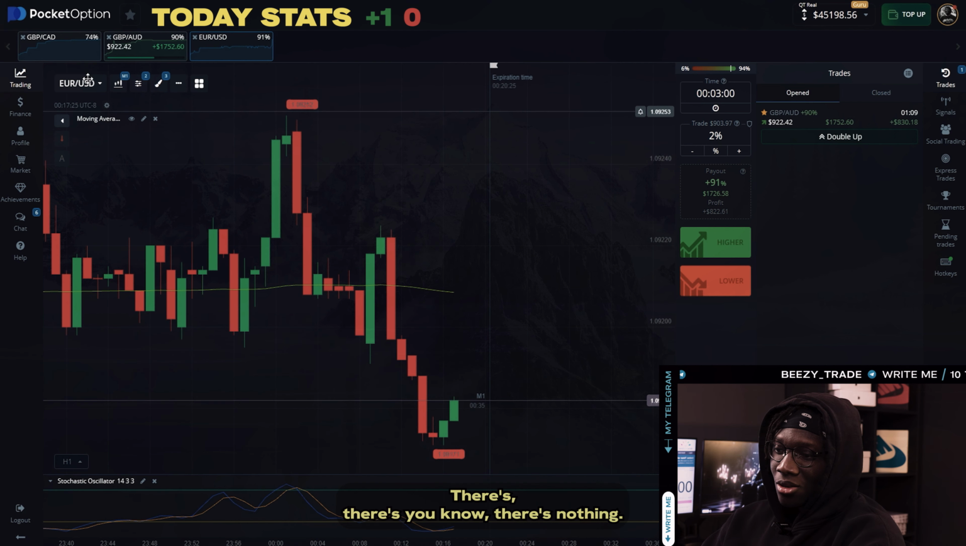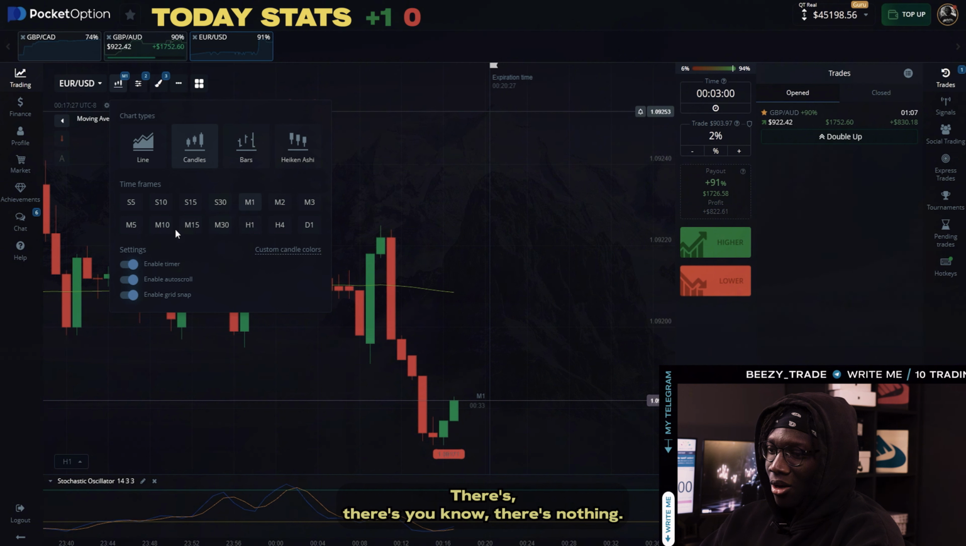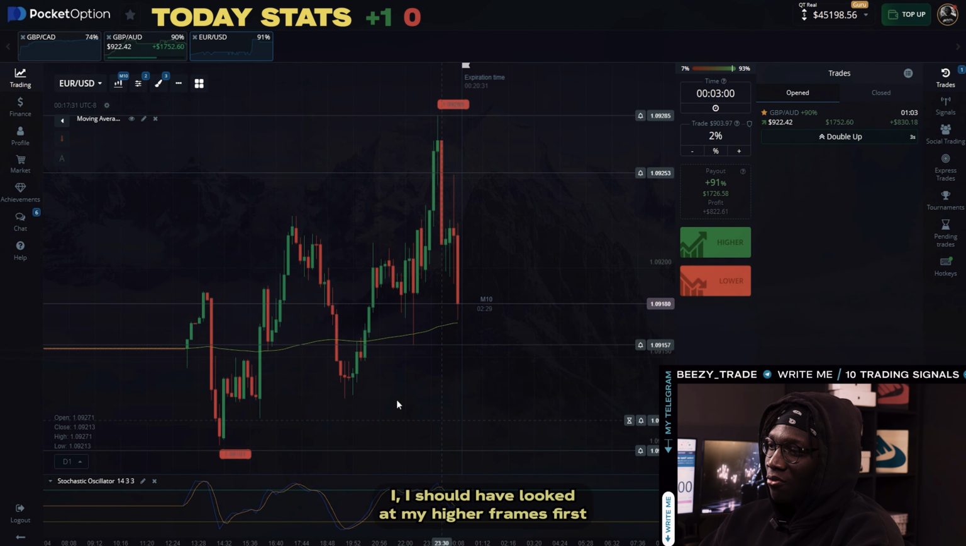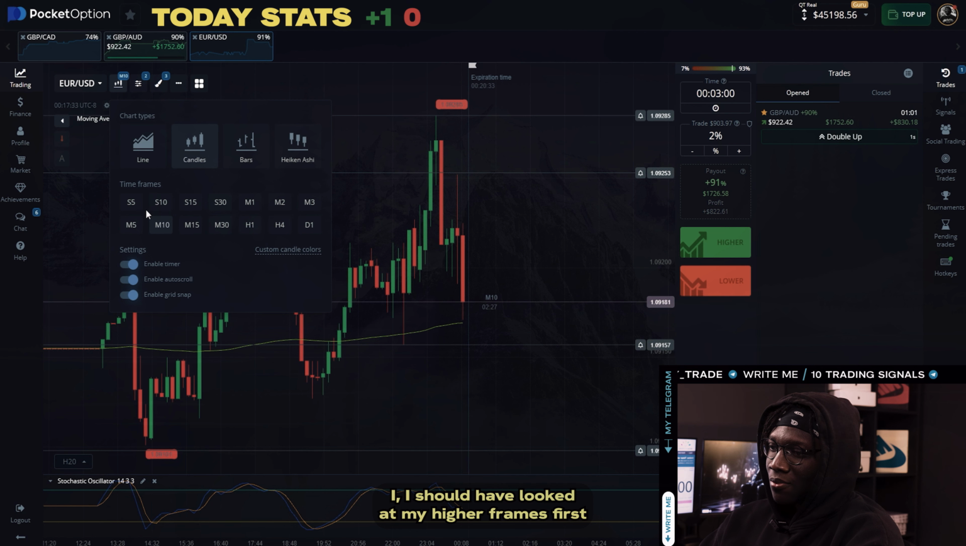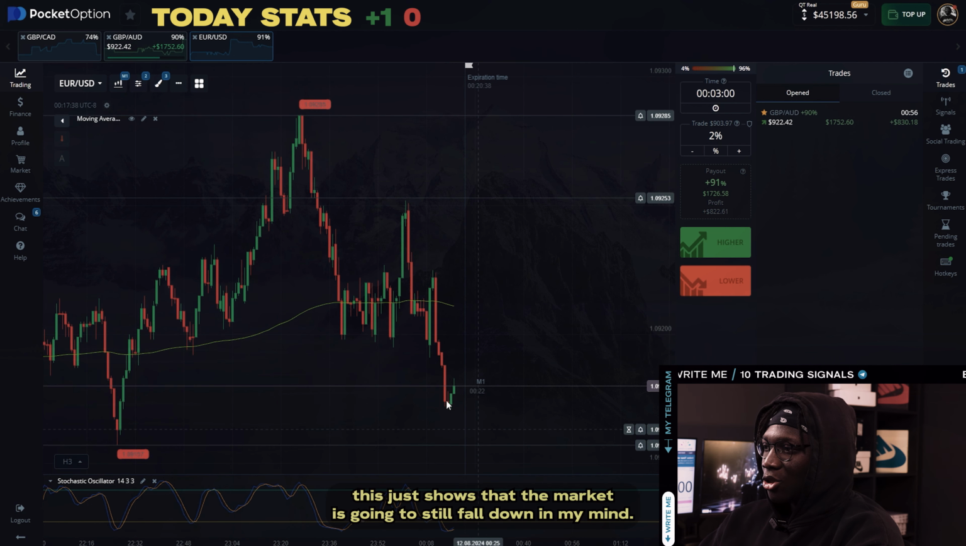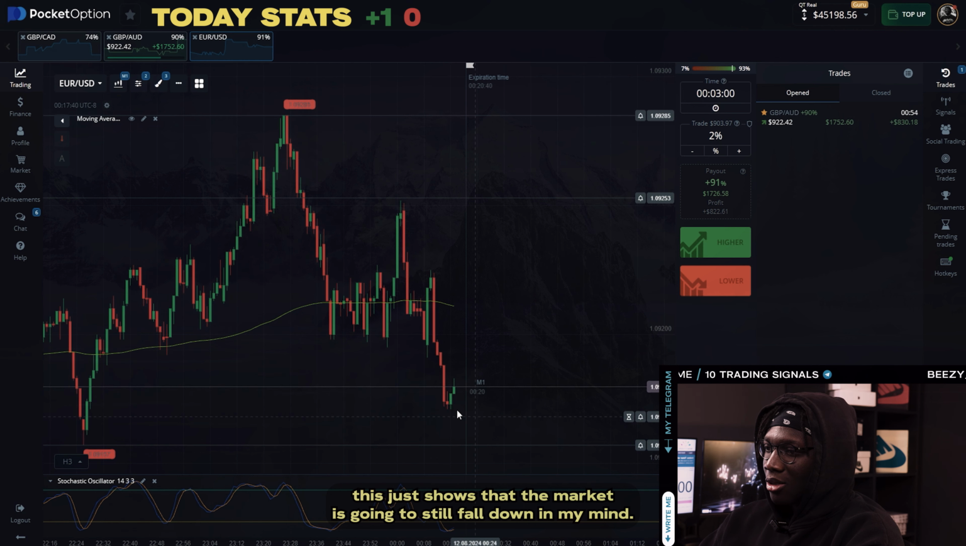So you can see that we see a little bit of flush of market moving up. I should have looked at my higher frames first so I could get a better picture. And when I look at M10, this just shows that the market is going to still fall down in my mind.